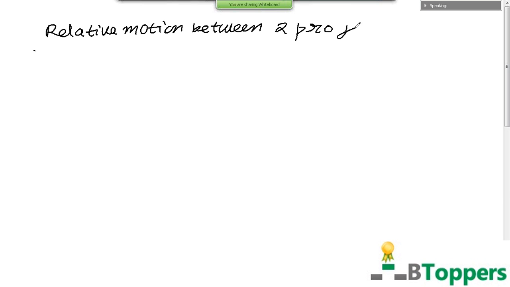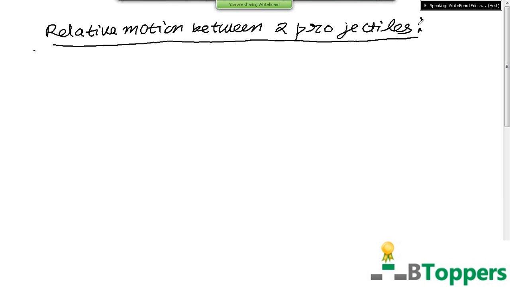Next, I would like to discuss relative motion between two projectiles. This is usually not specifically discussed in the board examination syllabus, but you find some questions based on this discussion in competitive examinations.